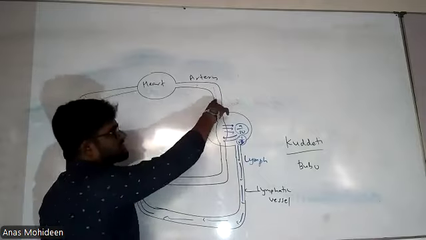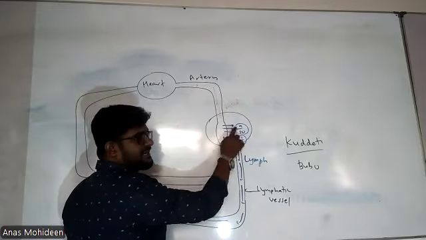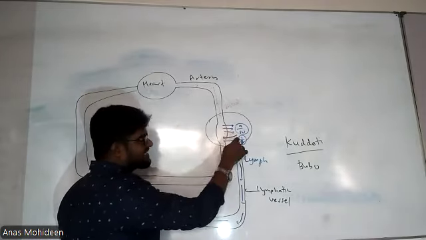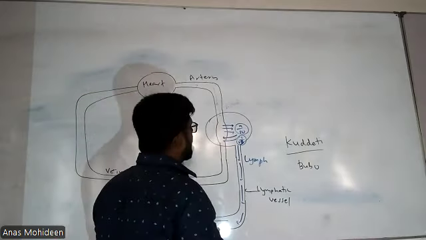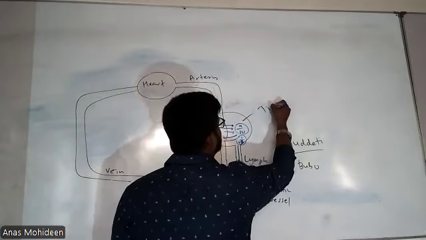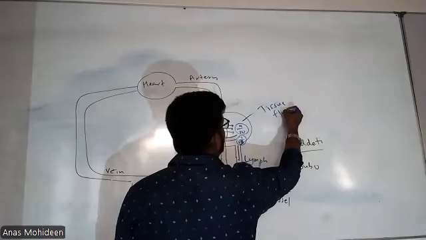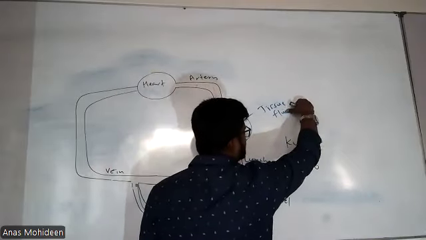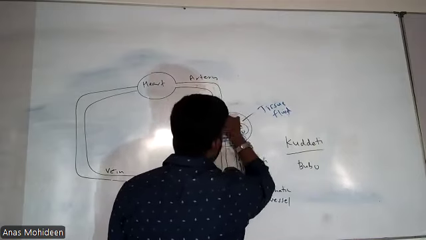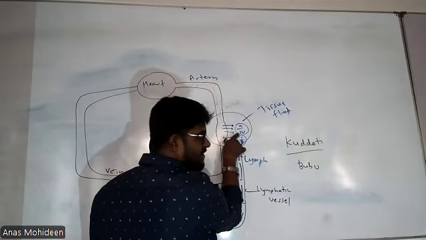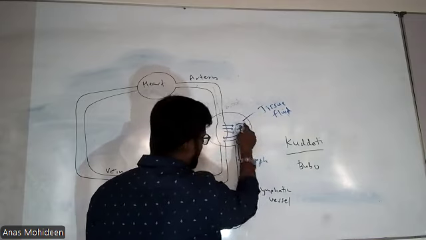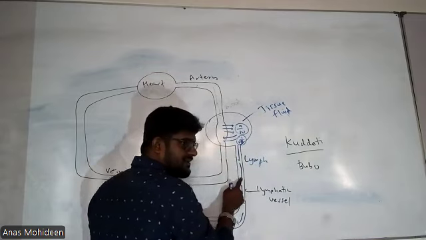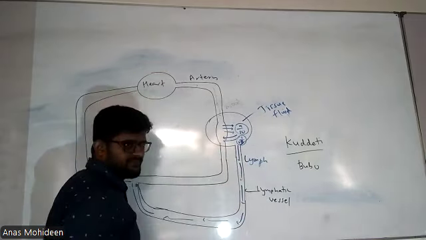Now you see, it was blood here. What is filtered in between the tissues, in between the cells, is called the tissue fluid. We name it tissue fluid. Can you see the change? Earlier it was blood. What is exchanged here in between the tissues is called the tissue fluid. Now what enters the lymphatic vessel is called the lymph.